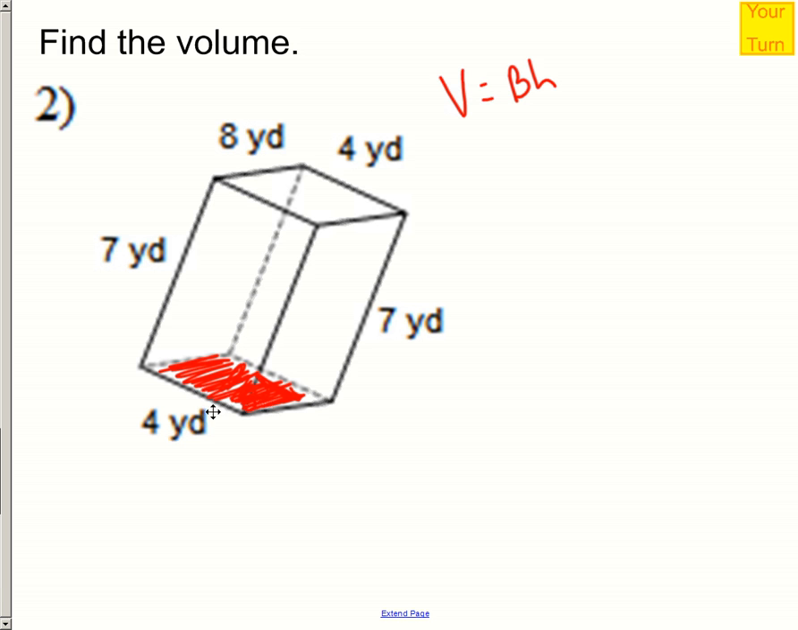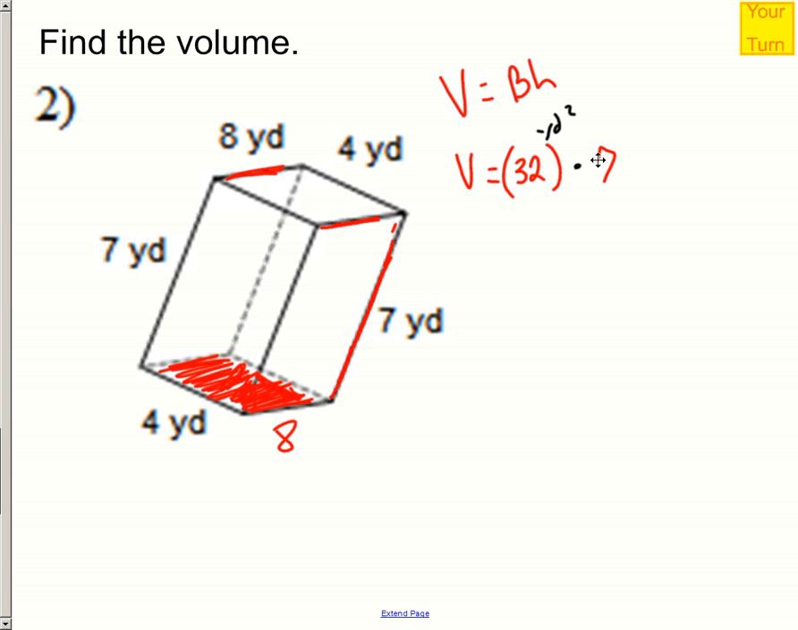So let's see, this is 4 yards here. This is 8 yards, which means this is 8 yards, which means this is 8 yards. So 4 times 8 is 32. The area of that base right there is 32, and it is yards squared. I just didn't write it in this time. Okay, yards squared. And then the height, well, you can see the height of it is 7.